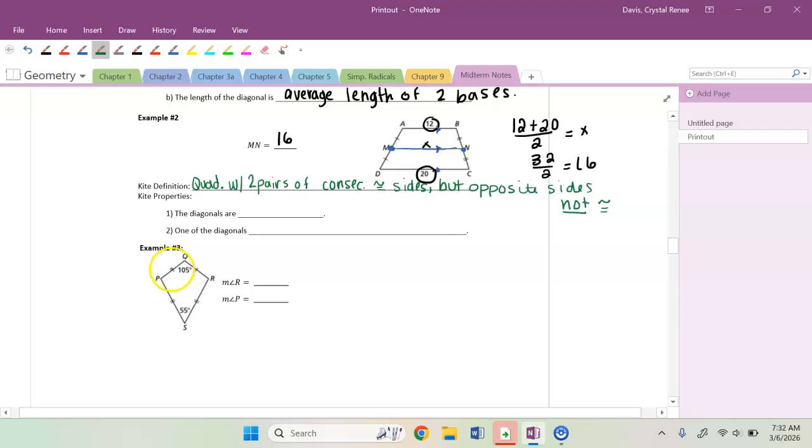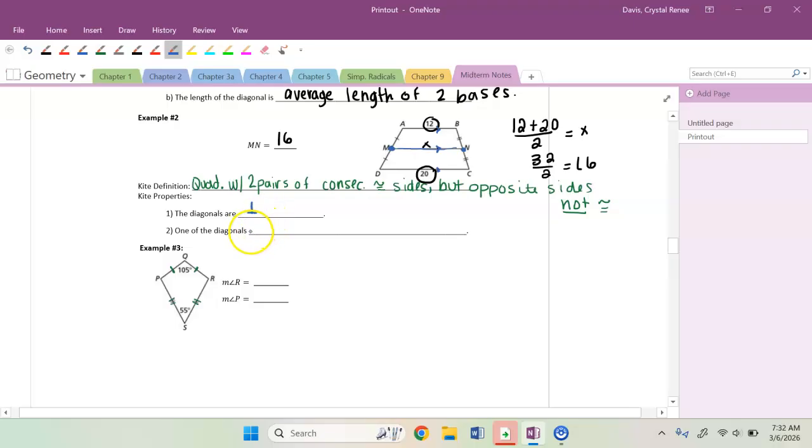So if you look down here, in this kite, this side and this side are congruent. This side and this side are congruent, but opposite sides are not congruent. So that's what a kite is. In a kite, we know the diagonals are perpendicular to each other, meaning that they cross at a 90-degree angle. That's something you should know.